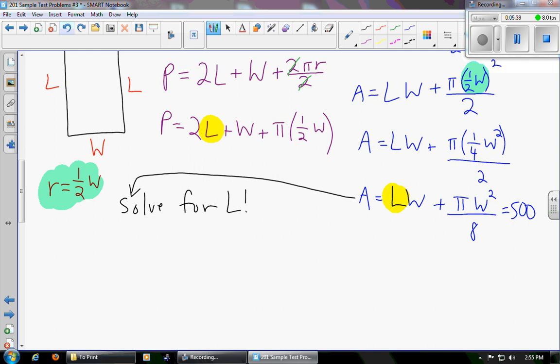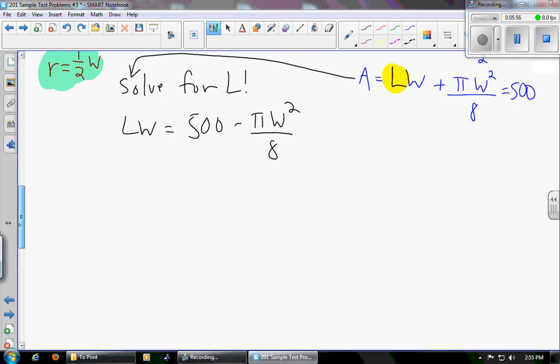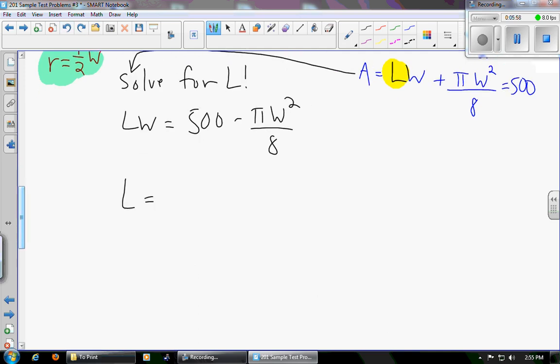All right, lots of algebra here. Subtract that fraction from both sides. We'll get 500 minus pi W squared over 8. And then trying to solve for L, we divide both sides by W. And we get L equals 500 minus pi W squared over 8, all divided by W. Okay, again, it's probably worth some time cleaning this up before we substitute it back in.